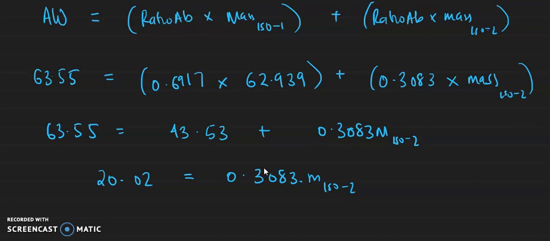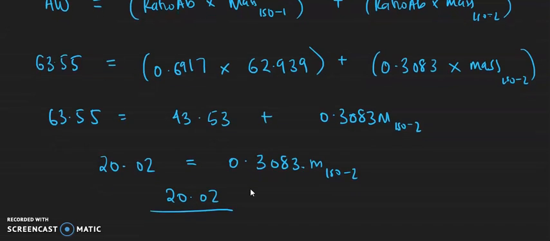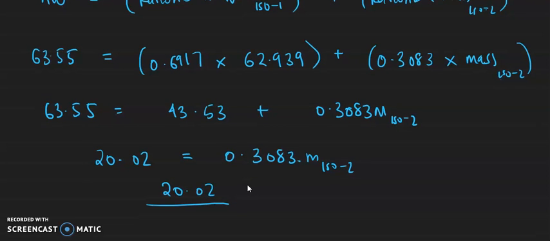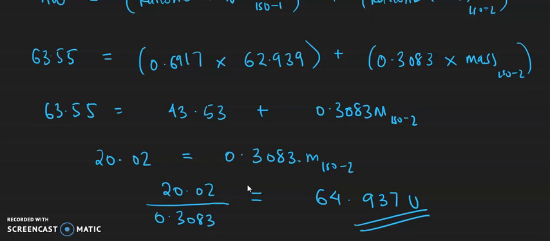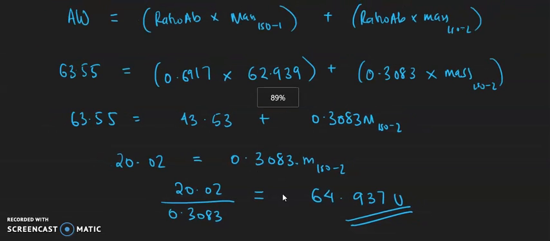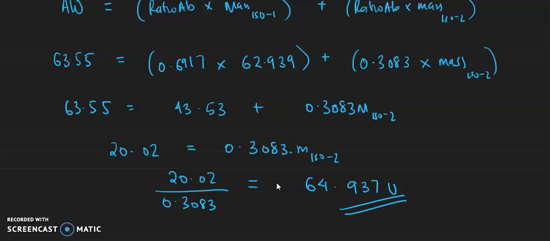Dividing this by 0.3083, this gives us 64.937 u. And this is the mass of our second copper isotope.